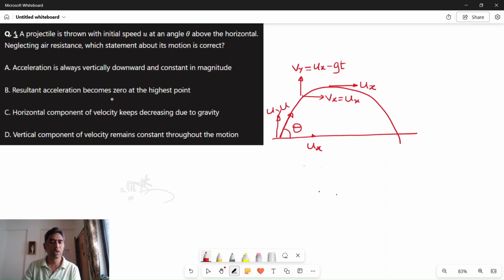This is wrong. Horizontal component of velocity keeps decreasing. No, the horizontal component of velocity at any point, this Vx will always remain Ux. Horizontal component will not change because there is no acceleration in the horizontal direction. Acceleration is there only in the vertical direction, that is g. So C is also wrong. Vertical component of velocity remains constant throughout the motion. No, the vertical component will change as per this equation, Vy is equal to uy minus gt. So only the first option is correct.